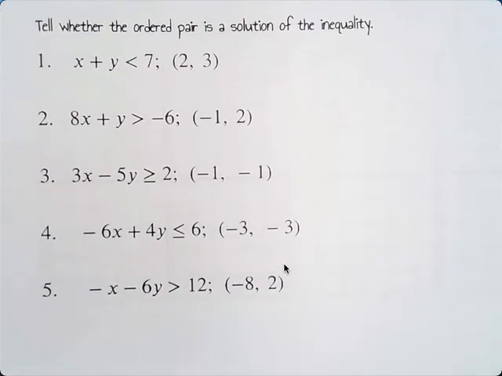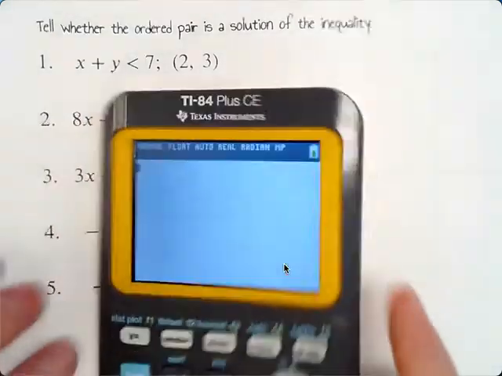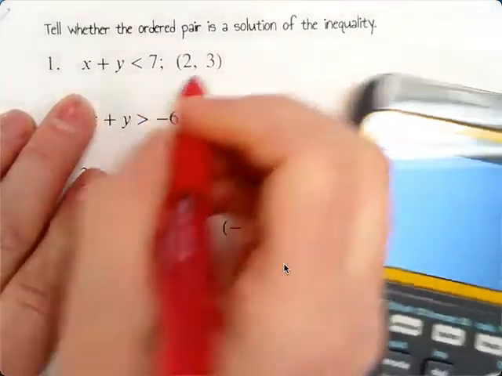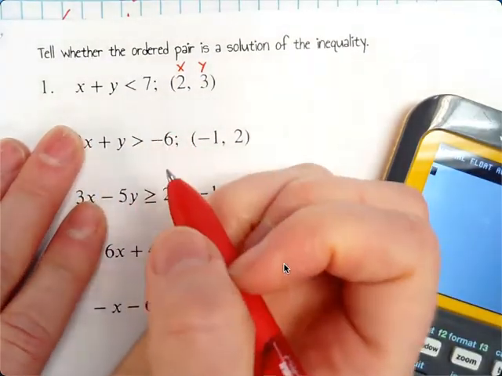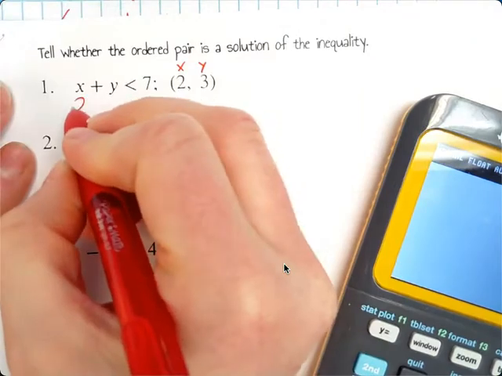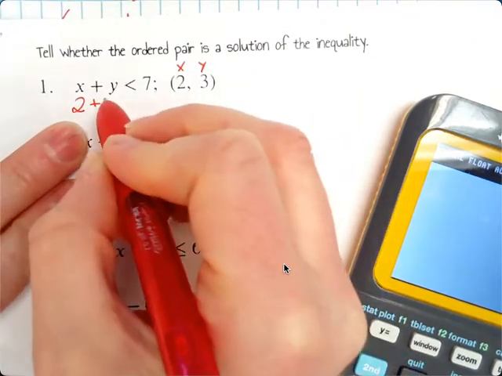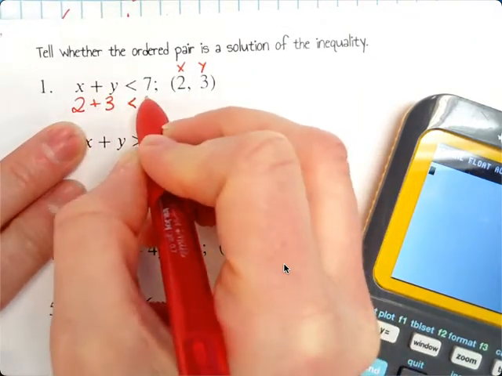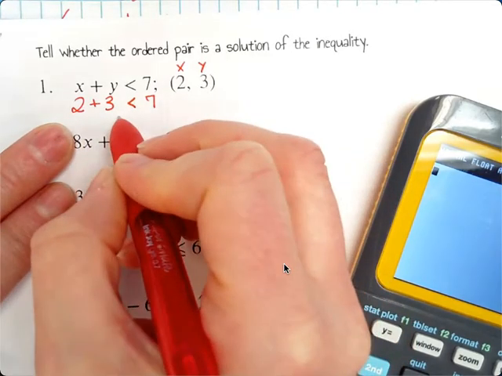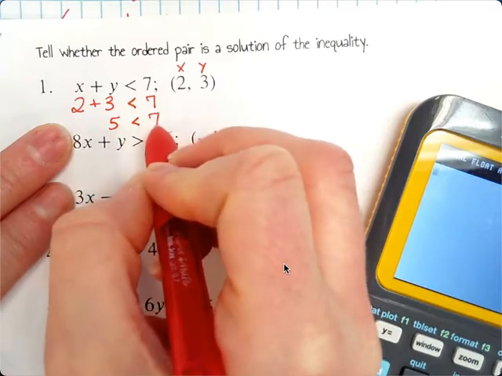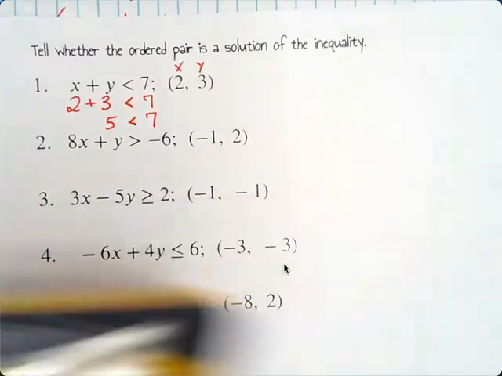So in order for it to be a solution, it has to be a true statement. We can use our calculator for this by putting it in, but we've got to plug in the x and the y and see if it's true. So we would do 2 plus the y value, 3, is less than 7. 2 plus 3 is 5, less than 7. Yeah.